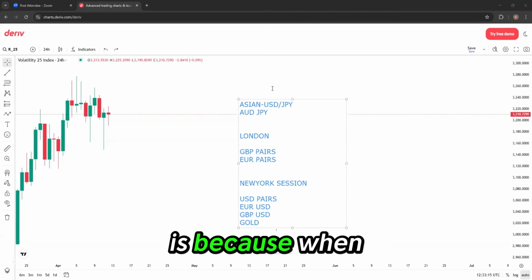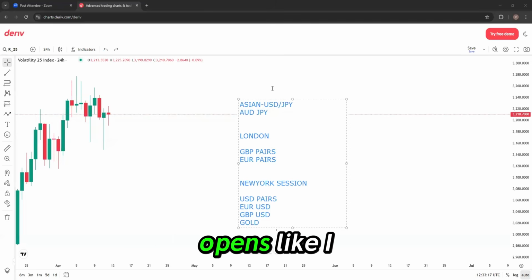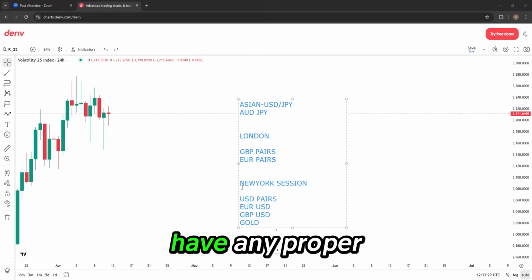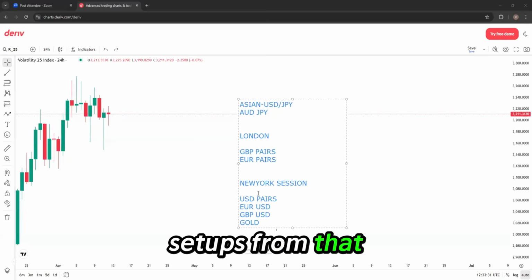Okay, it's because when the New York session opens, like I said, what you see is USD pairs are the most active, and the Asian pairs are less active at that point. They are not really moving, so you don't have any proper setups from them.